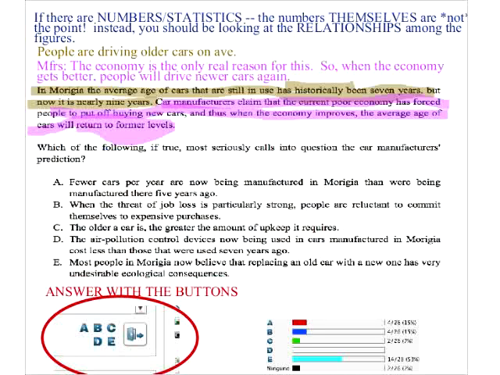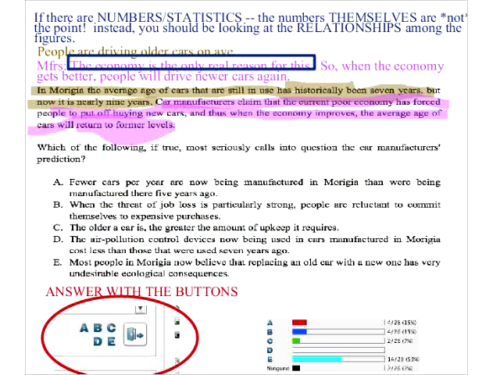Okay, but this is the argument. The only thing in here that we can really attack is... this is a fact, so we can't go after this. If the average age of cars is more years, then that's what it is. So that's a fact. But this is an assumption that the manufacturers are making, so we can come after that with these statements.